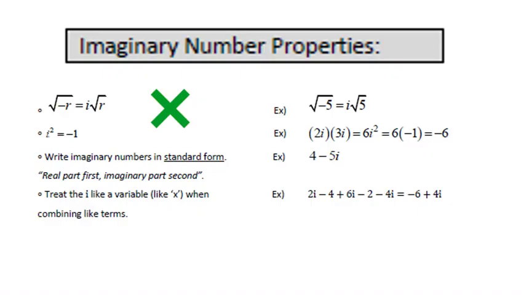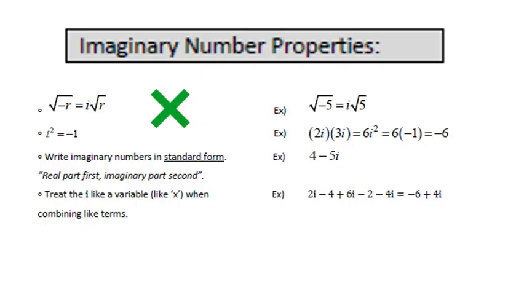Okay, say you have add and subtract. What you're going to do is combine all of the like terms together. So 2i plus 6i minus 4i. 2 plus 6 is 8i, minus 4i is 4i, right there.